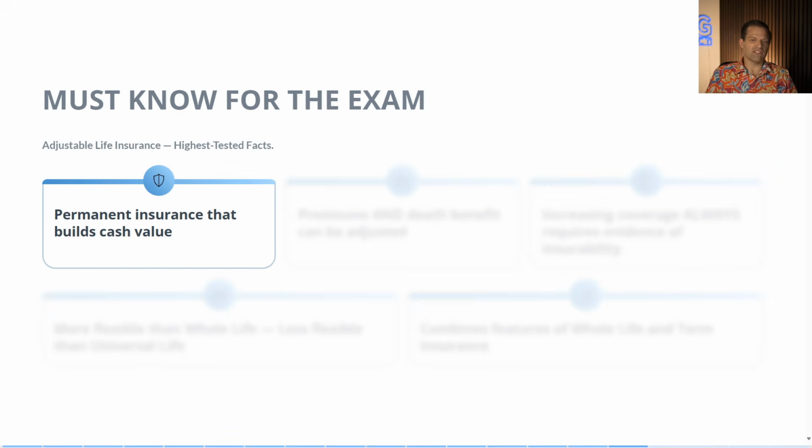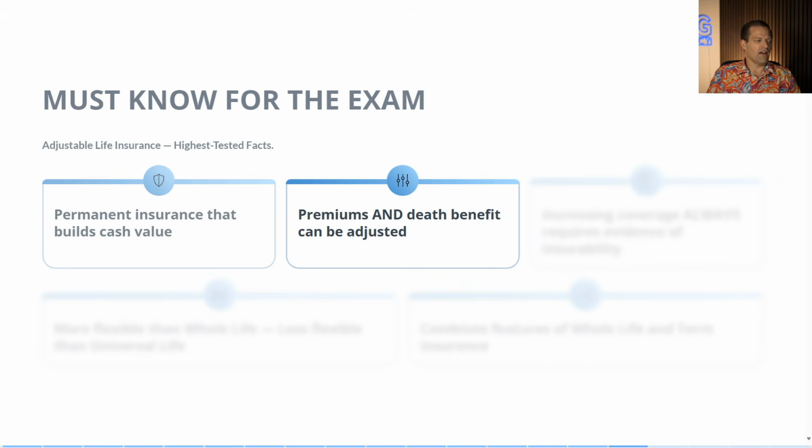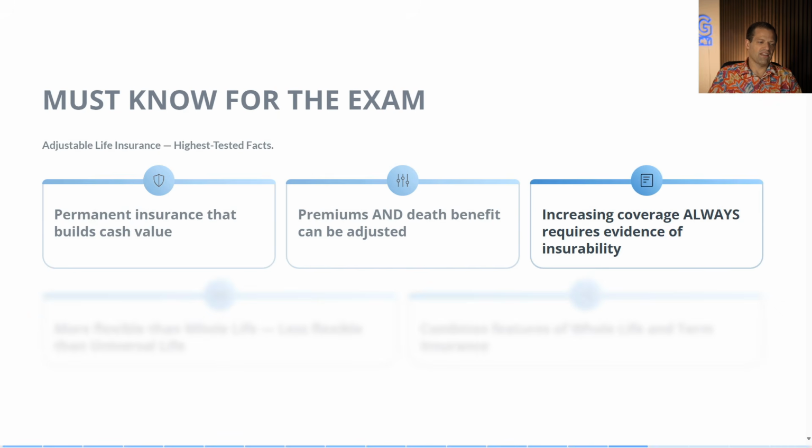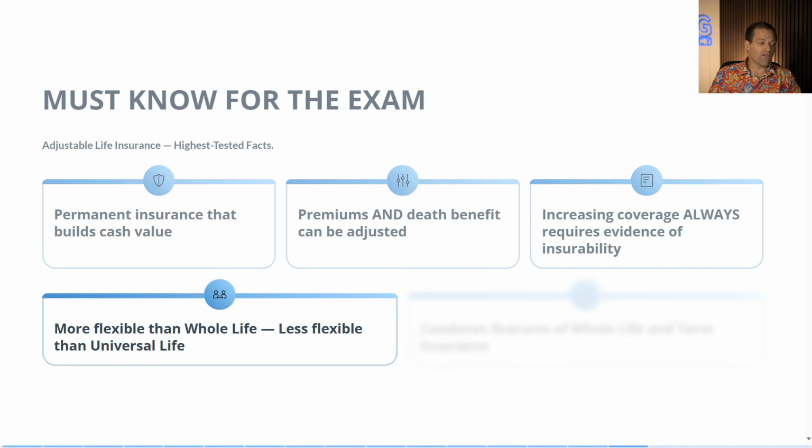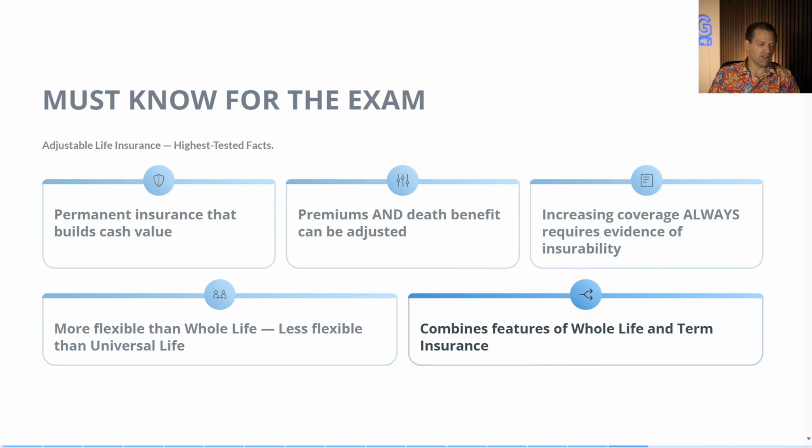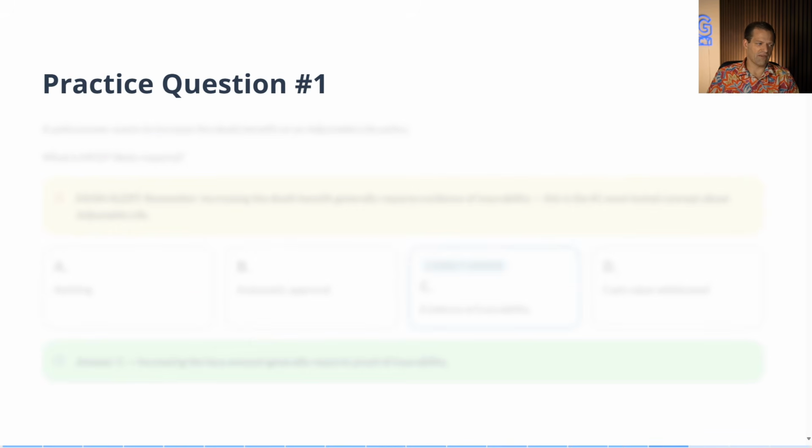It's permanent insurance that builds cash value. With adjustable life, premiums and death benefit can be adjusted. Increasing coverage always requires evidence of insurability. It's more flexible than whole life, but less flexible than universal. It combines features of whole life and term. That's very important. Screenshot this, download our slides, memorize it based off of this.